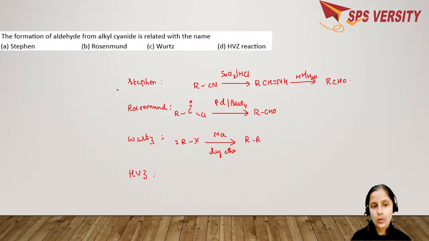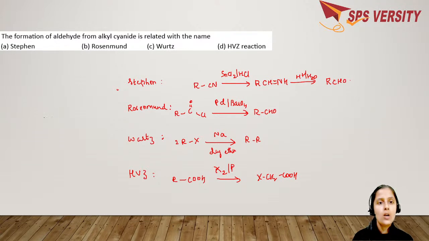And the next one is HVZ reaction. In this particular reaction, you are going to take RCOOH and treat it with any halogen, say X2, in the presence of red phosphorus, and then you are going to get the X substituted compound, alpha halo acid. So the correct answer where you are going to convert the cyanide to aldehyde is the first one, which is called Stephen reaction.